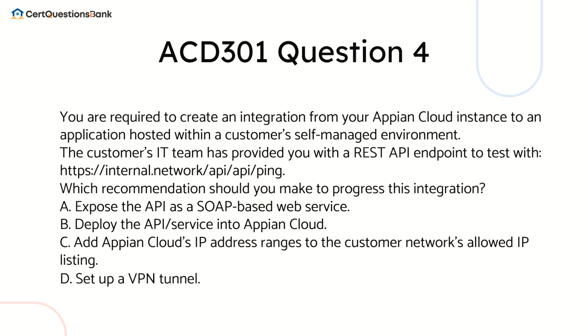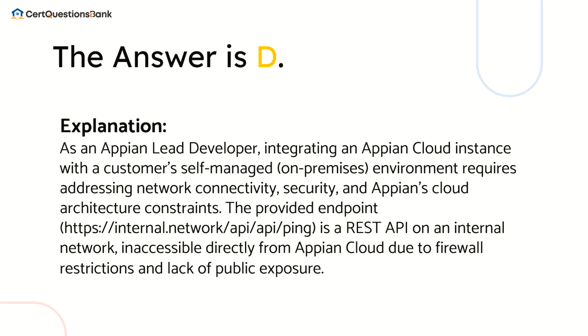A. Expose the API as a SOAP-based web service. B. Deploy the API service into Appian Cloud. C. Add Appian Cloud's IP address ranges to the customer network's allowed IP listing. D. Set up a VPN tunnel. The answer is D.